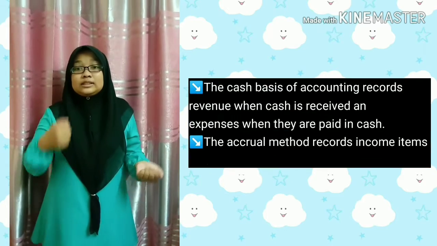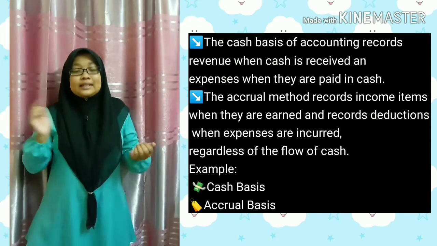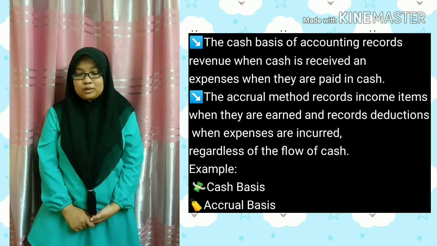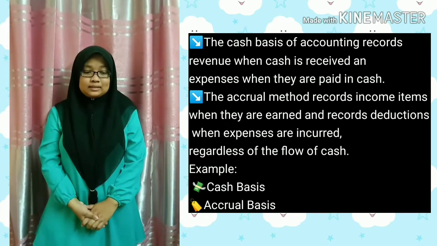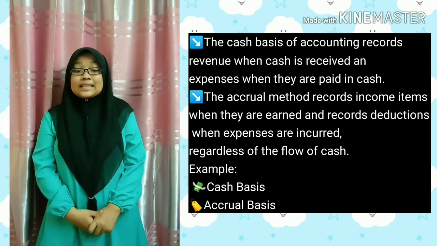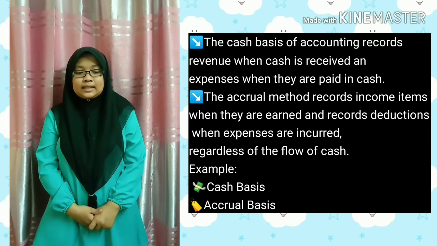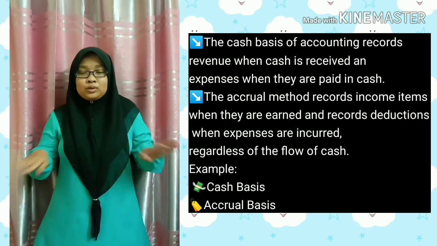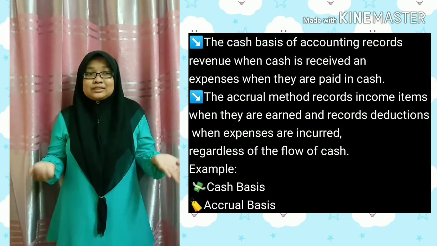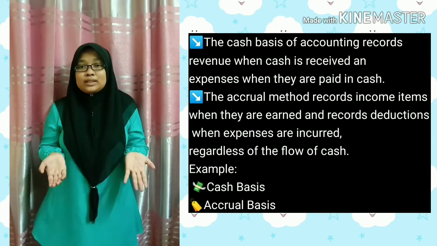Now we will move to the second type of accounting in both of the companies, which is accounting basis. For example, accounting basis is cash basis and accrual basis. The cash basis of accounting records revenue when cash is received and expenses when they are paid in cash, while the accrual method records income items when they are earned and records deductions when expenses are incurred regardless of the flow of cash. So they have two examples. This is very clear for you to understand what accounting basis is.